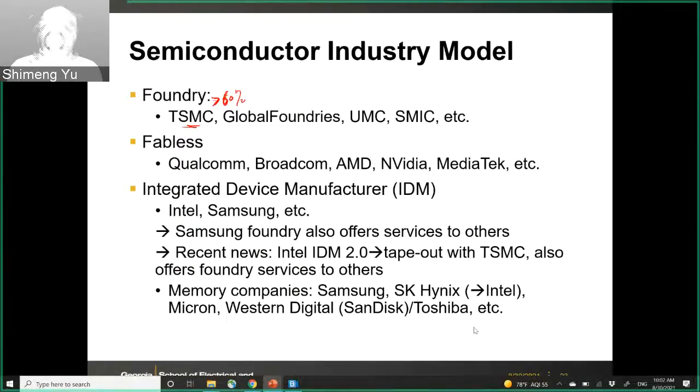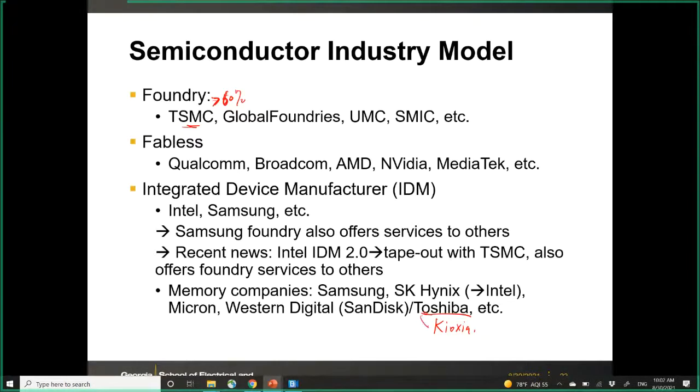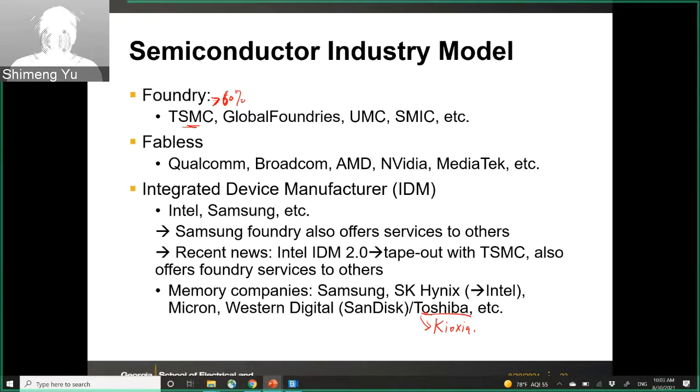And then Toshiba is actually the inventor of NAND flash, and Toshiba was not in good shape a few years ago. So Toshiba's memory spin-off company is called Kioxia. And then in the news just a few days ago, I saw that Western Digital is discussing with Kioxia, so probably Western Digital will buy Kioxia in the future. It's not finalized yet, but basically you see industry consolidation is happening. So there are fewer and fewer players in the field, especially for those advanced technology nodes, and also the memory business.